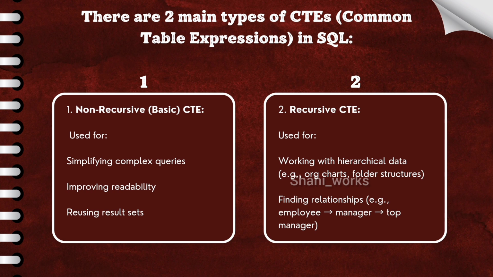Likewise, the second type is recursive CTE. It is mainly used for working with hierarchical data, for example folder structures in a hierarchical order. For instance, the relationships of employee, manager and top manager. So in this hierarchical case, you can use the recursive, the second type.